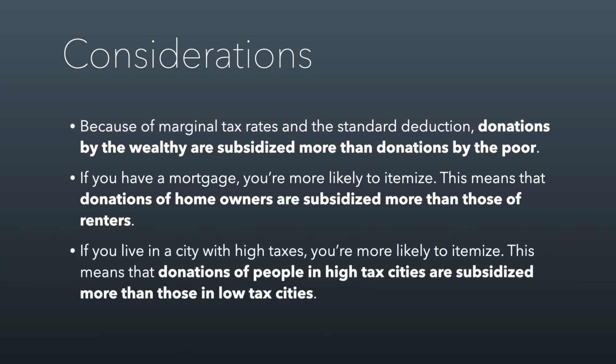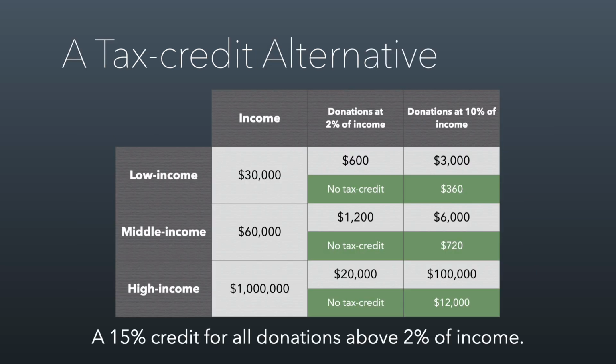And then if you live in a city with high taxes, you're more likely to itemize because of the state and local tax deduction, which is called a SALT deduction. That's an acronym for state and local tax. So if you live in a high-tax city, you're more likely to itemize, and that means donations of people in high-tax cities are subsidized more than those in low-tax cities, which is also weird. Why does it work that way? It shouldn't.